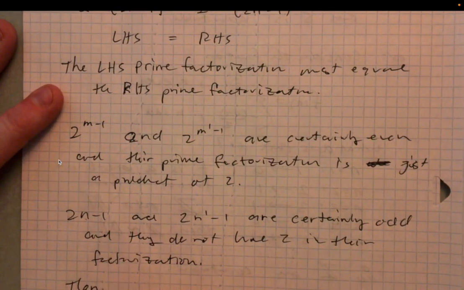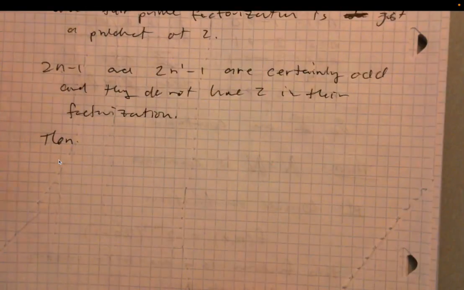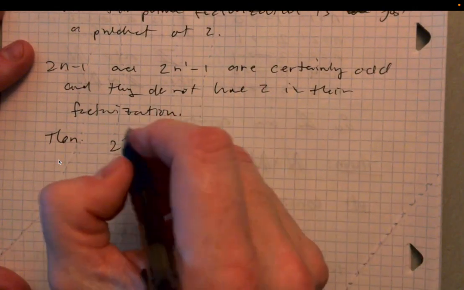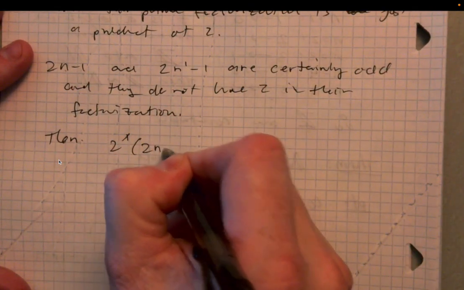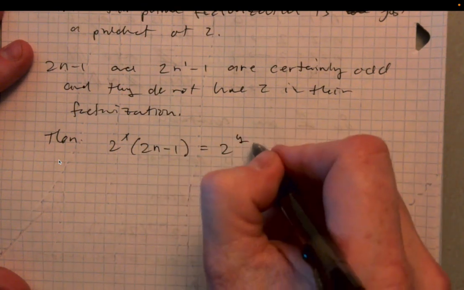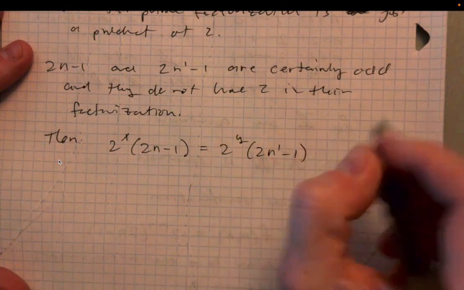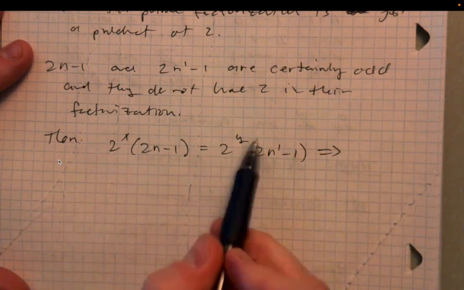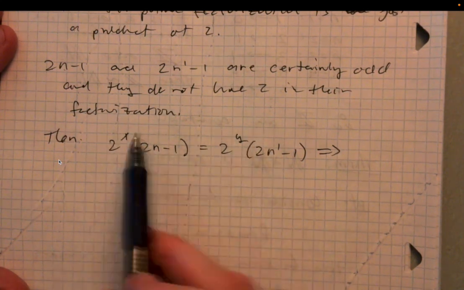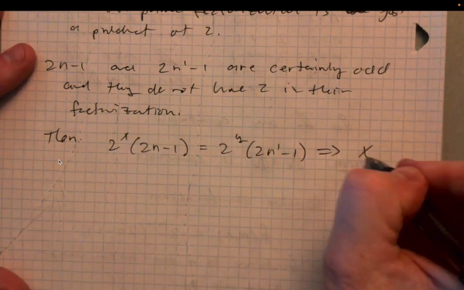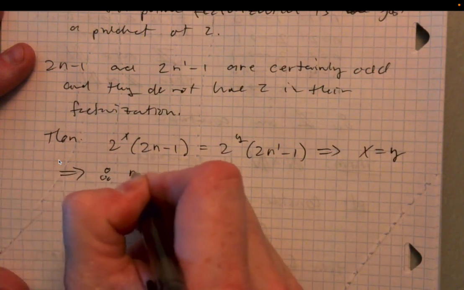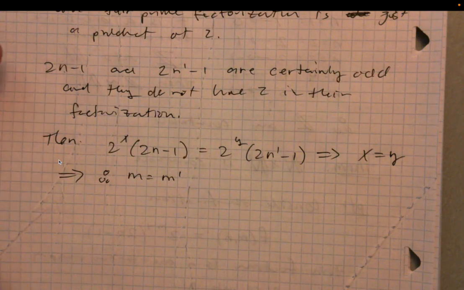Okay, so then what can we conclude? Well, what we can say then is that 2 to the x times 2n minus 1 equals 2 to the y times 2n prime minus 1. The implication here is obviously that if both of these have the same prime factorization, then they must have the same number of 2's in the prime factorization. So x equals y, right? And therefore m equals m prime.